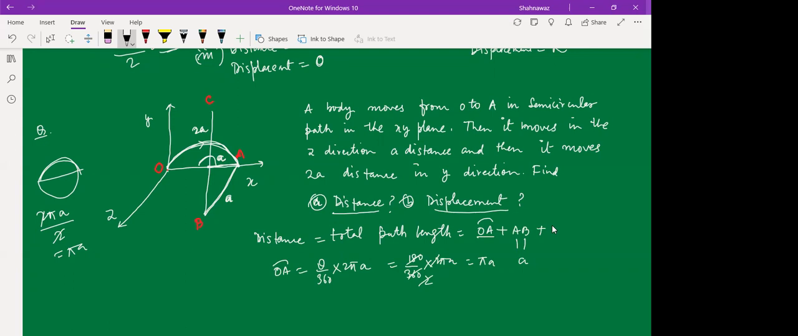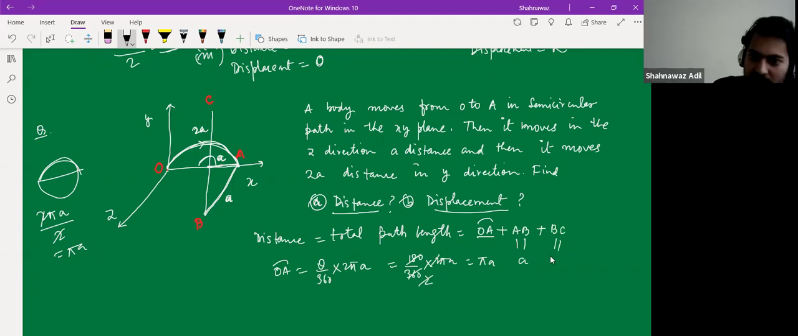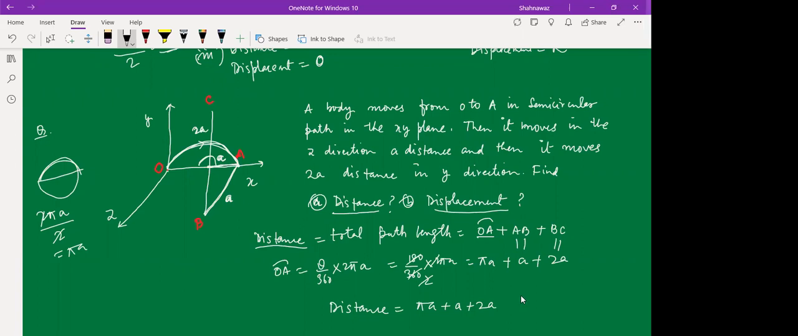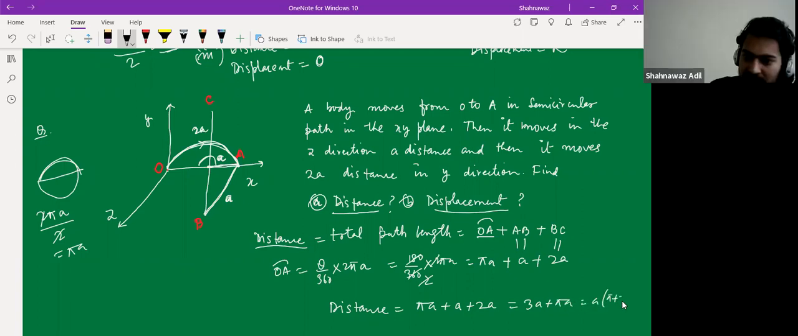And BC is 2A, right? So what will be the total distance? Distance will be pi A plus A plus 2A. So this is 3A plus pi A, that is A times pi plus 3, right? Any doubt?